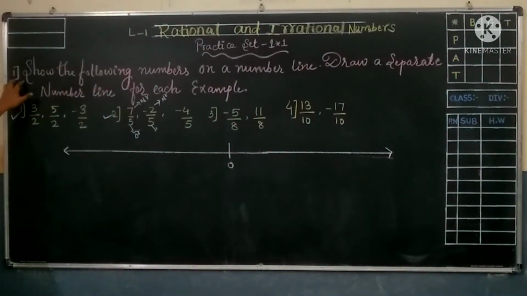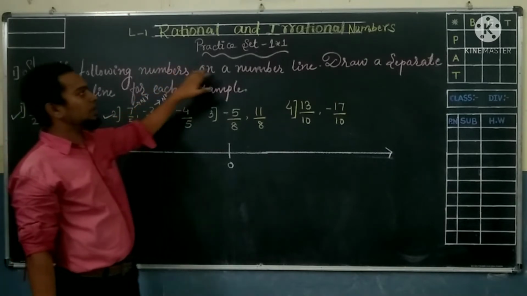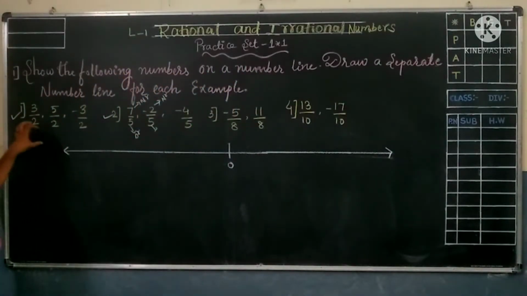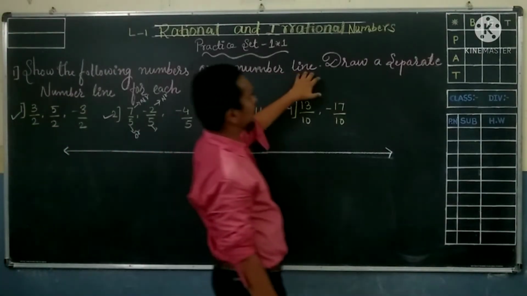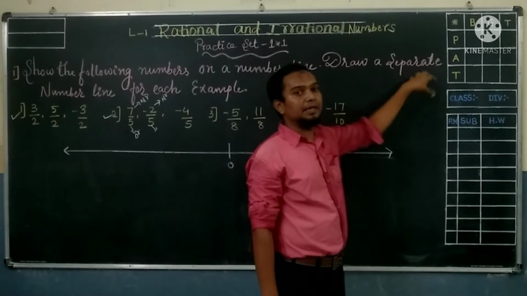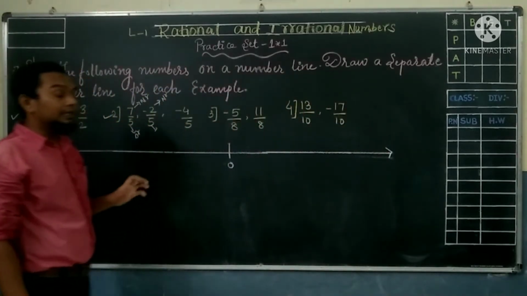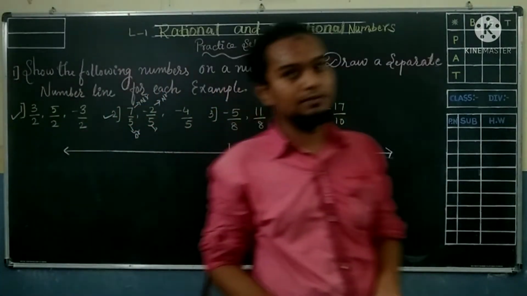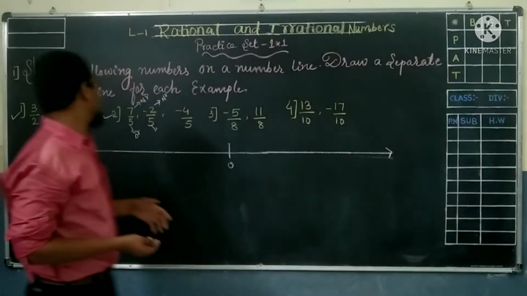Question number one: show the following numbers on a number line. Draw a separate number line for each example. For each example we will draw a separate line.